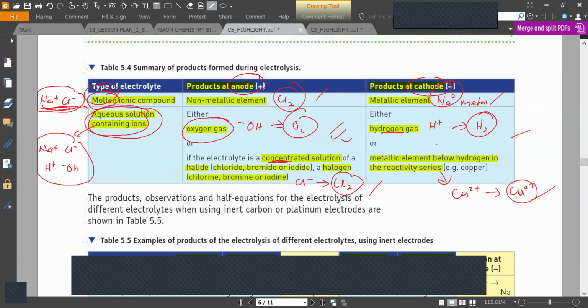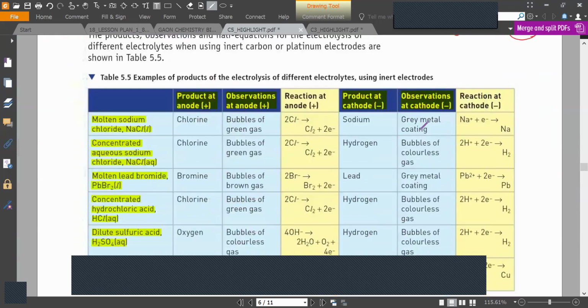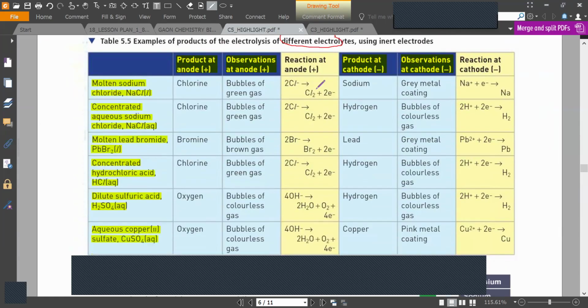So this is a little bit complicated. We will come to it later, we'll look at the example later. Now, different electrolyte. This table is very important. This will be all the things you need to know for the IGCSE.